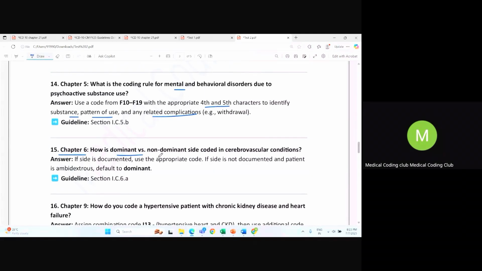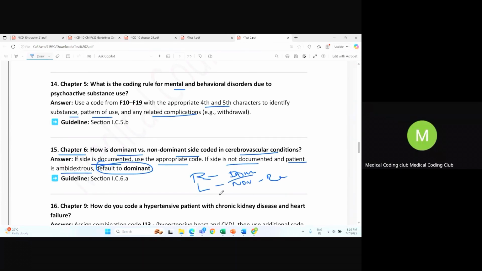How is dominant versus non-dominant side coded in cerebrovascular conditions? If the side is documented, use the appropriate code. If the side is not documented and the patient is ambidextrous, what is the default? Dominant, ma'am. Default is dominant. And if the patient is affected on the right side, the default is dominant; left side is non-dominant.